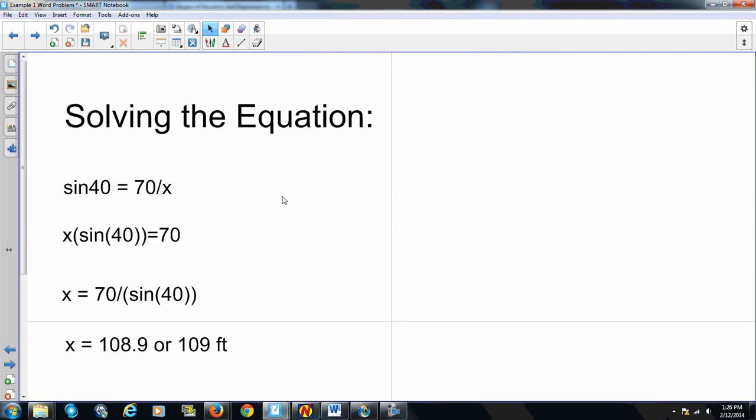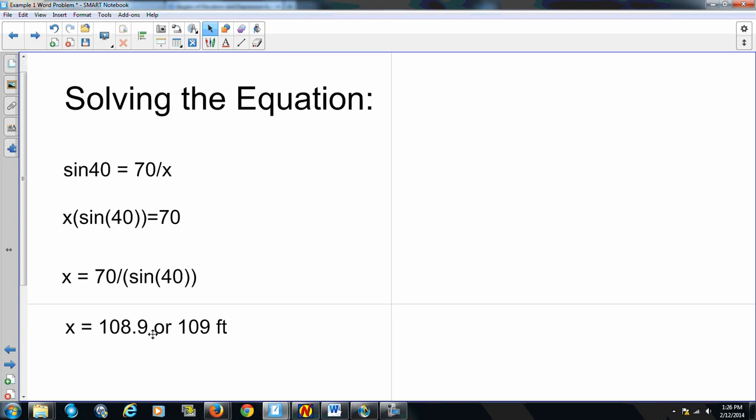So now I just need to solve for x. Here we can essentially cross multiply, and multiply x times the sine of 40 is equal to 70. Well, I divide both sides by sine of 40, and I get x is equal to 70 divided by sine of 40 degrees. And that will give me 108.9 or 109 feet. Again, you can just plug that in your calculator.